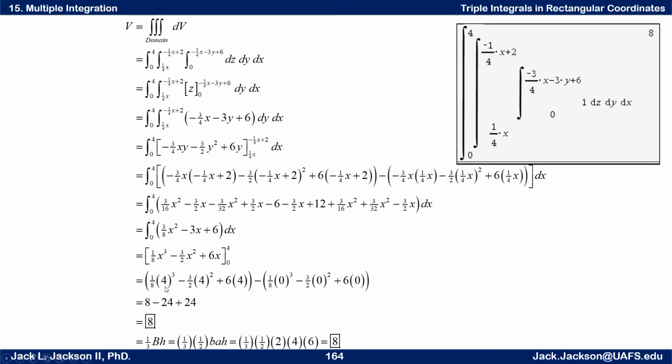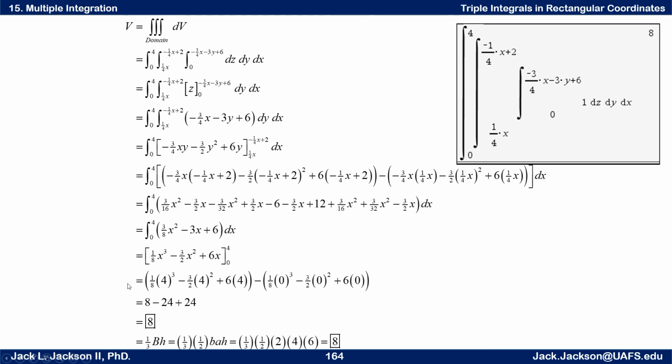All right, 4 cubed. That's 4 times 4 times 4, or 4 times 2 times 4 times 2. The 4 times 2 is 8, cancels here. So you're left with 4 times 2 is 8 in the numerator. 4 squared is 16, divided by 2 is 8, times negative 3 is negative 24. 6 times 4 is 24, so those cancel, leaving 8. The rest of it's 0, so 8 is the answer.